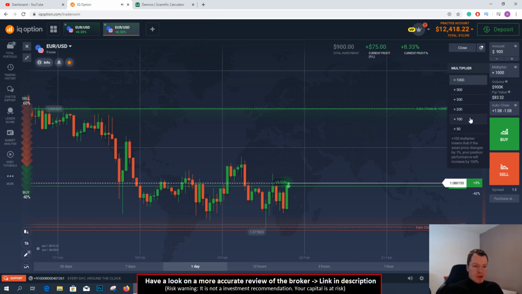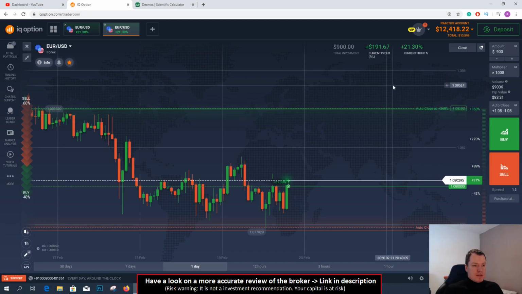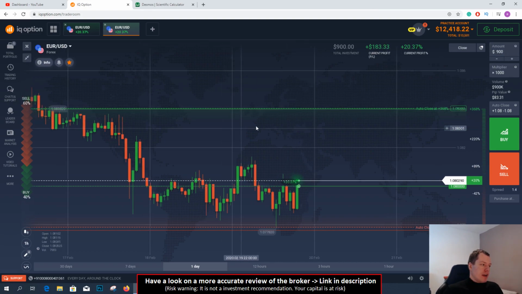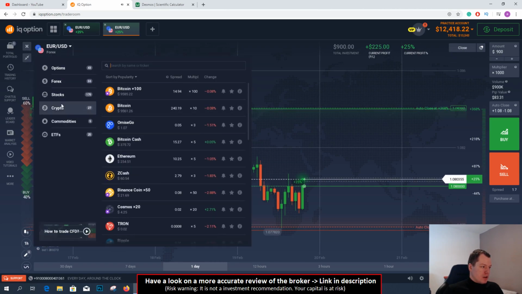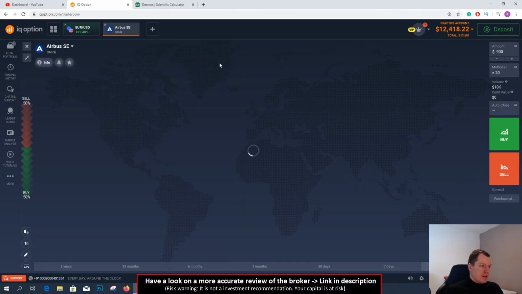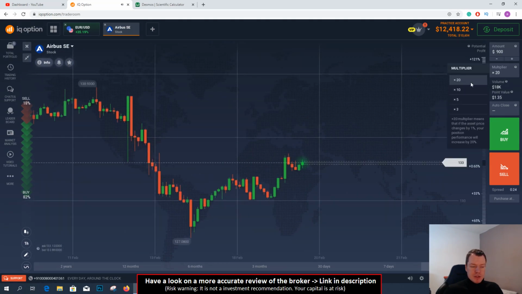If you take a higher multiplier, you make more; if you take a lower multiplier, you make less profit and less loss. So the multiplier just calculates your position, and that's how you trade Forex with IQ Option, or how you trade ETFs or cryptocurrencies. You can trade stocks here. For example, there is also a multiplier, but the maximum multiplier is 20 because stocks are more volatile.